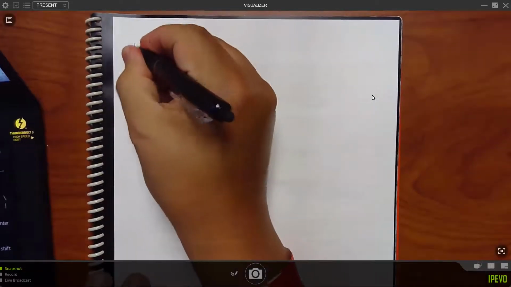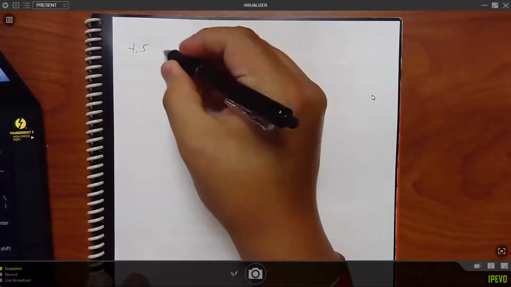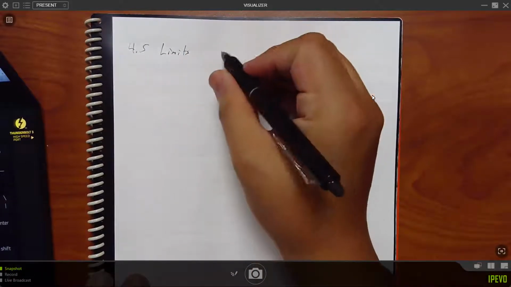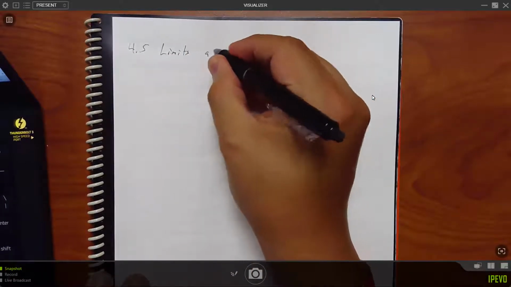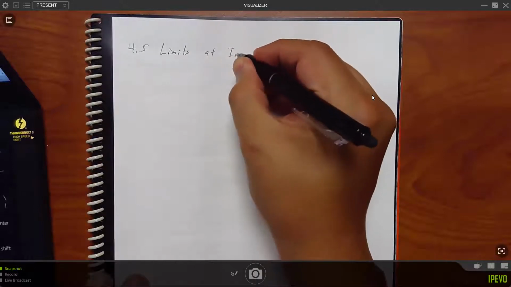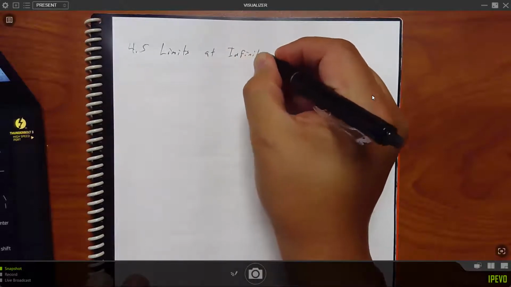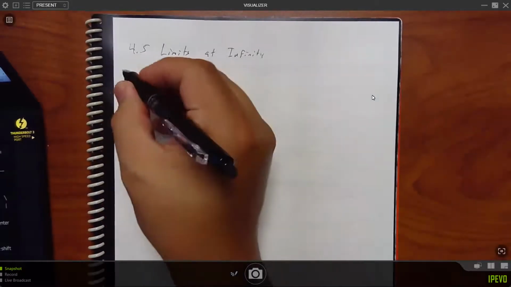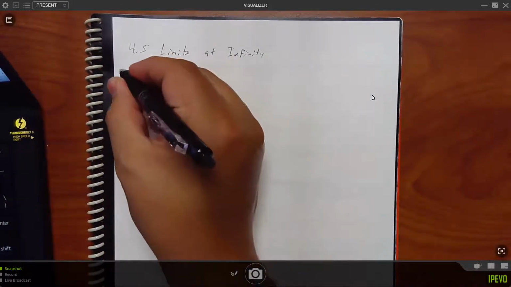All right. Where is the title? 4.5 limits at infinity. So I'm going to go back to the limit just for a little bit. And this starts off pretty straightforward. So for example, it's problem 1.